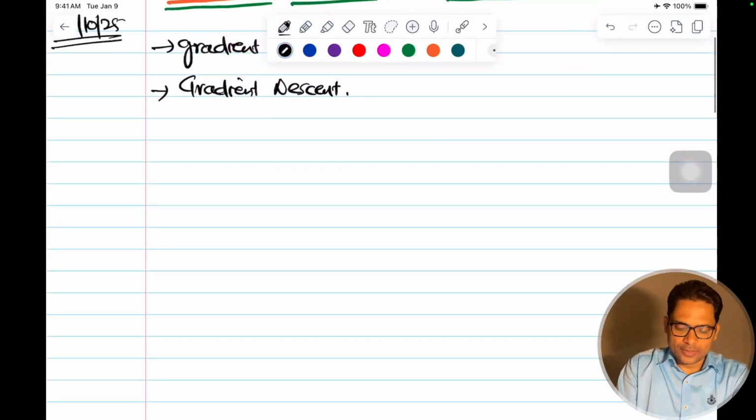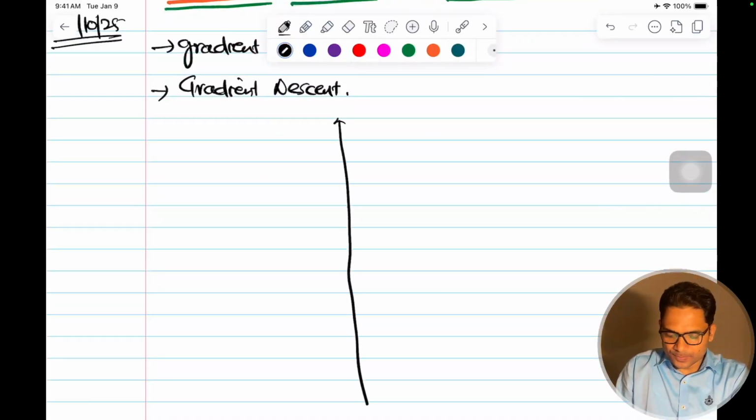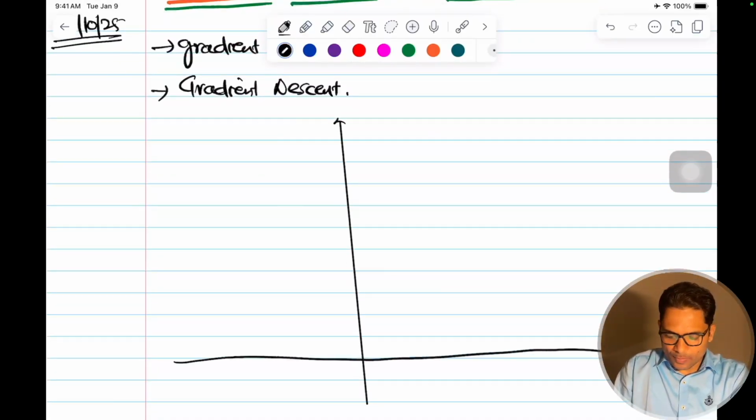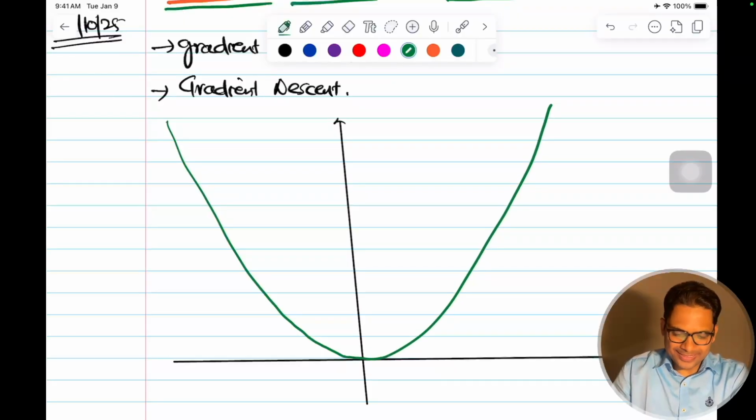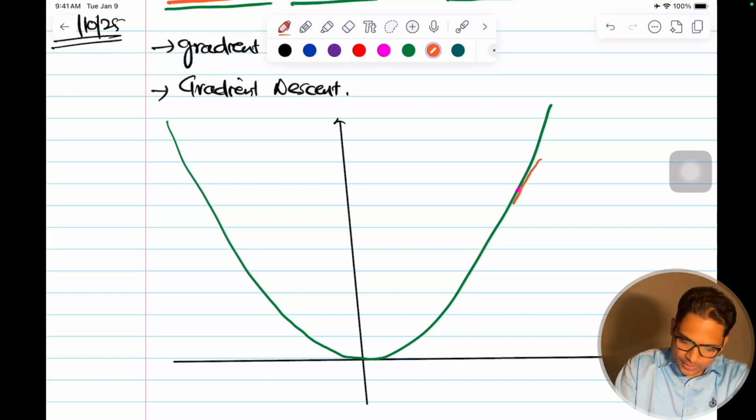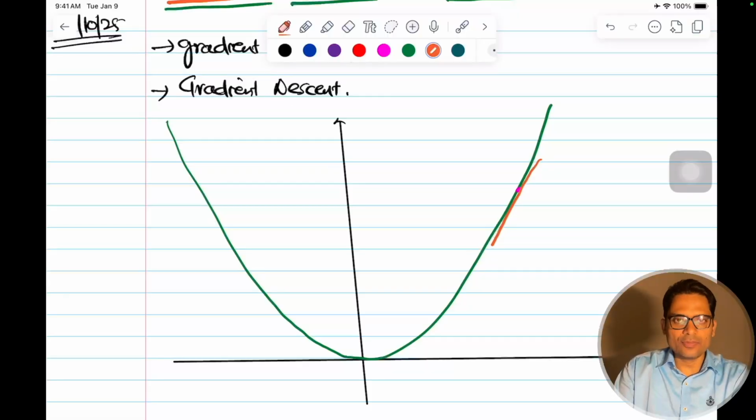What is the issue? Say for example, I have this big parabola. Okay, something like this. So in gradient descent, what do we do? Say for example, if we are moving from here, you take a tangent at this point, and that will give your slope. So you move in this direction and then you come to another point.